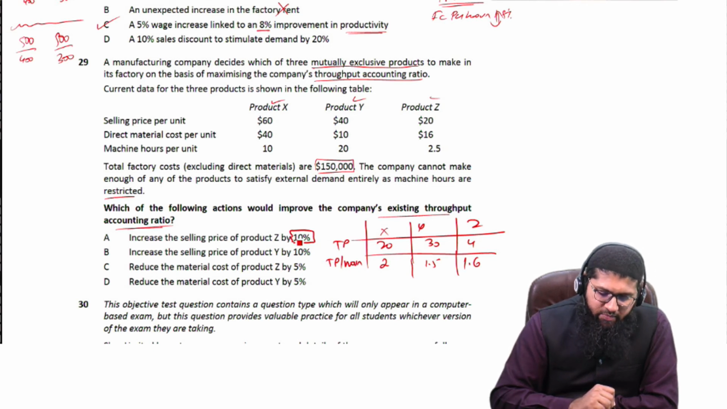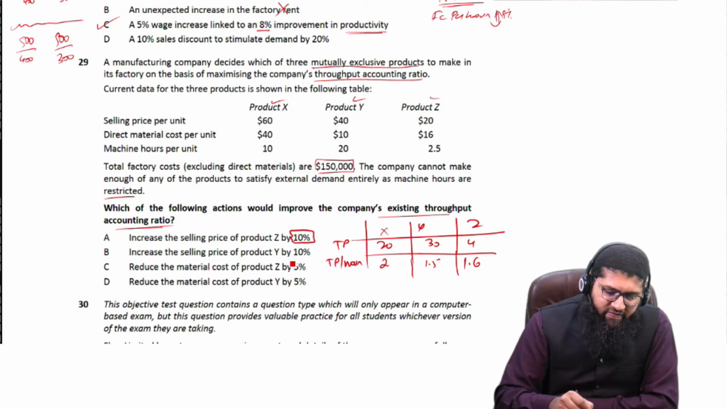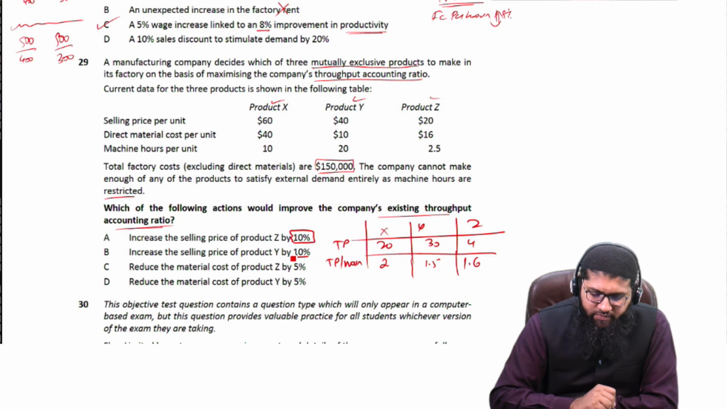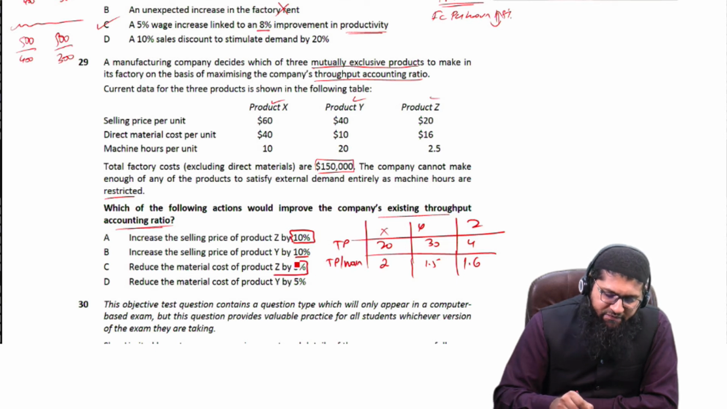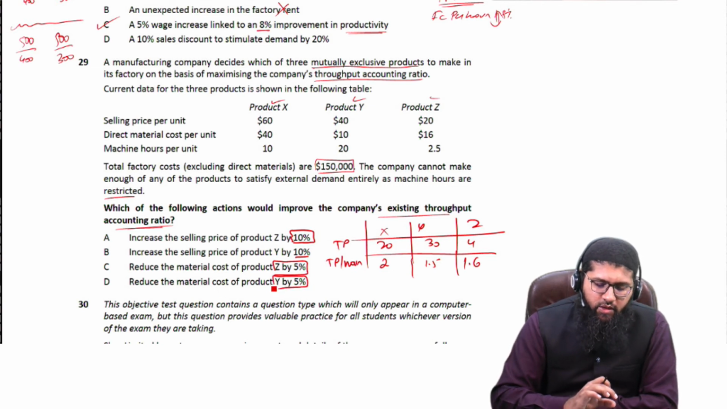Increase the selling price of product Z by 10%. Okay. Increase the selling price of product Y by 10%. Then it says reduce the material cost of product Z by 5% and reduce the material cost of product Y by 5%. Now try to understand what is actually going to happen with respect to all of this.